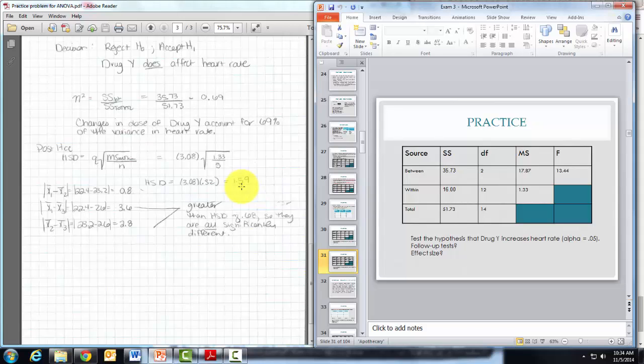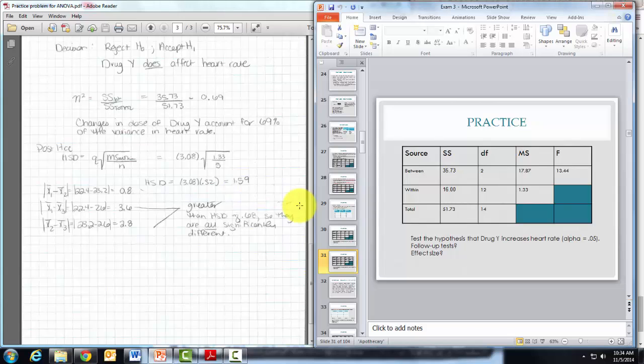So what I'm doing now is I'm going to say 1.59 is the lowest difference between any two groups that is significant. So I want to see, is the difference between the mean of group 1 and group 2 equal to or larger than 1.59? Is the difference between group 1 and group 3 equal to or larger than 1.59? And is the difference between group 2 and group 3 equal to or greater than 1.59? I'm just looking at every possible comparison and comparing it to that critical value of an honestly significant difference.